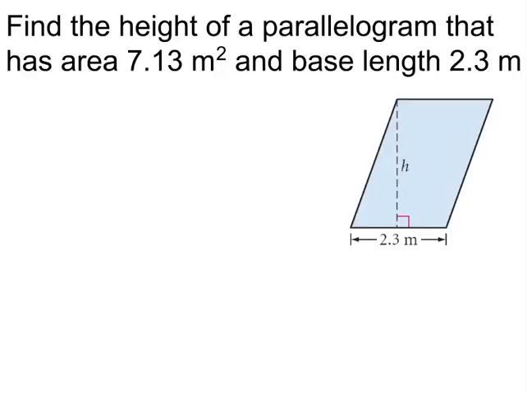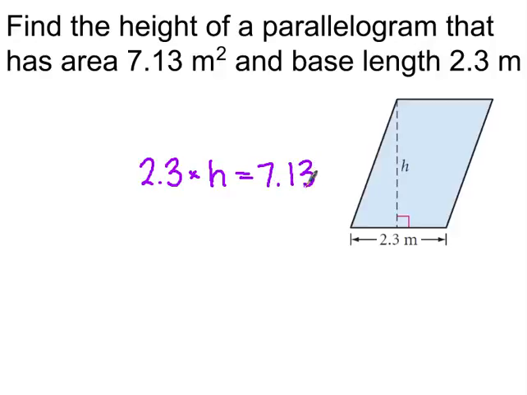This one's a little different because what am I finding here? What does it say? The height. Find the height of a parallelogram that has area 7.13 meters squared and base length 2.3 meters. Somebody tell me how I can solve that? Yeah, so a lot of you have already said then I'm going to take the 7.13 divided by 2.3.